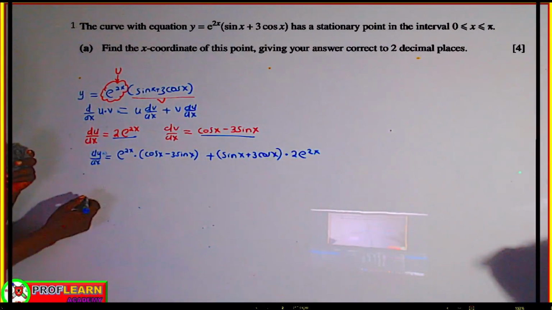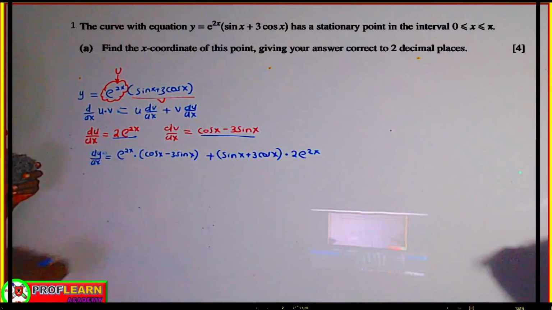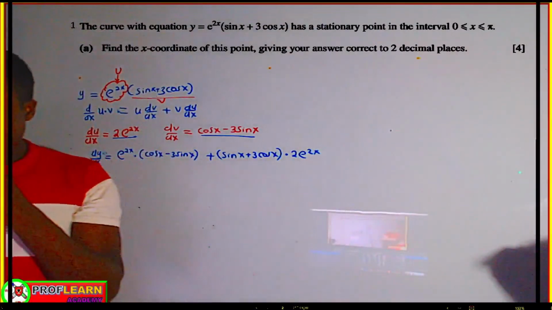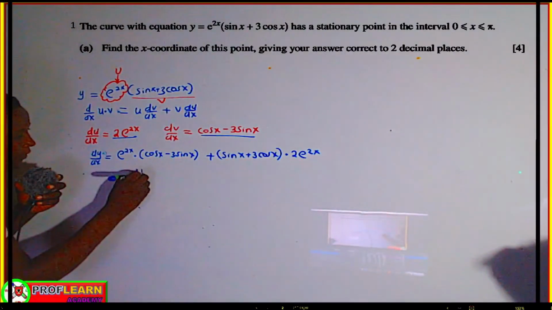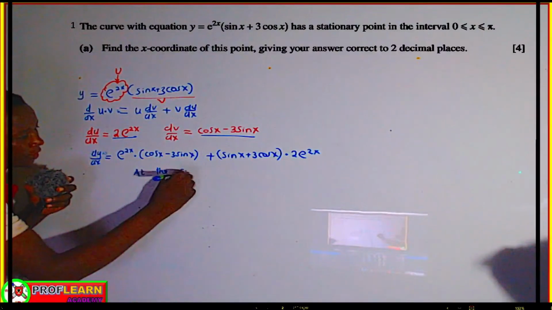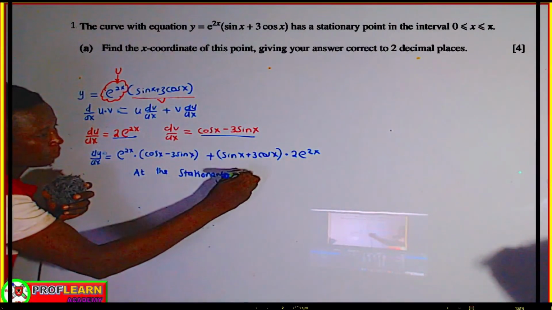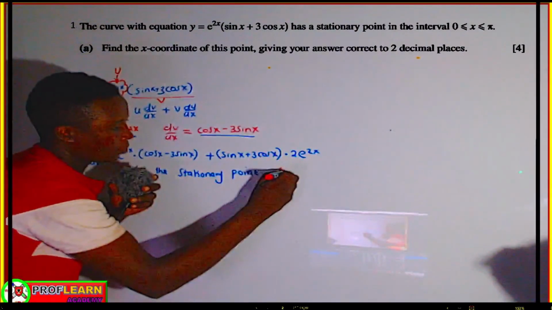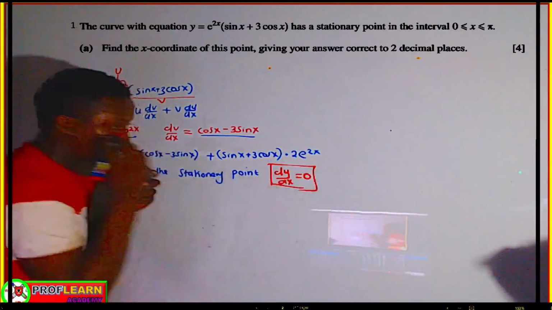So if I'm having this equation like this, remember we are talking of a stationary point in the interval. We are supposed to find the x coordinate of this stationary point. So we can say at the stationary point, there's something we know about it. And what is that? We know that dy dx is equal to 0 at the stationary point.